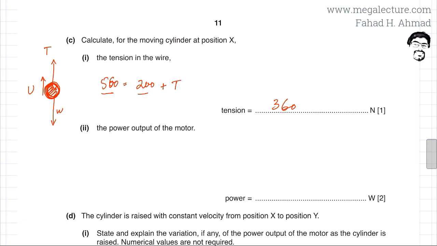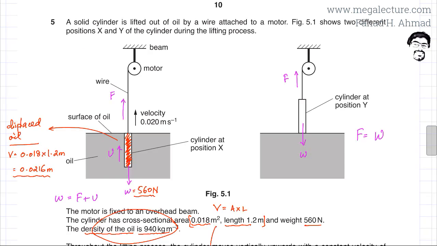In the last part, part 2, the power output of the motor is to be calculated. We know that the object is moving upwards at 20 meters per second. So we know the velocity with which the motor is pulling the object upwards. Let's go back to the diagram and recheck. Yes, if you look at the diagram, the motor is pulling the object at 0.020 meters per second. The force or the tension in the wire, we already calculated that, came out to be 360 newtons.